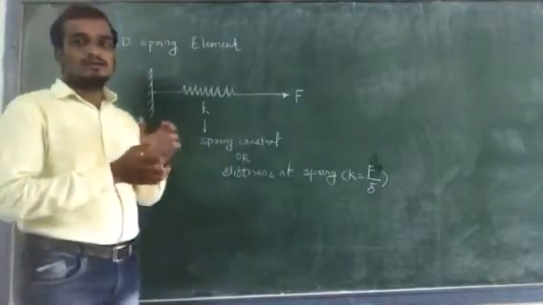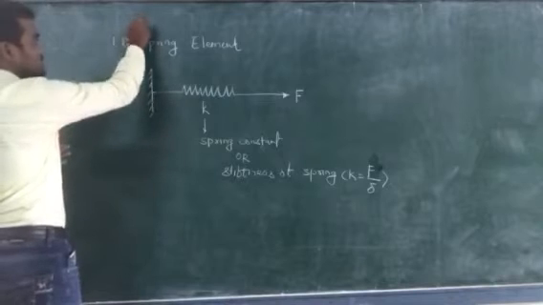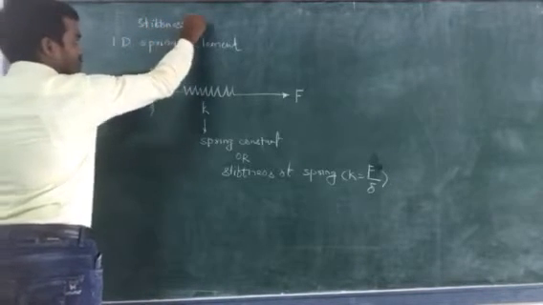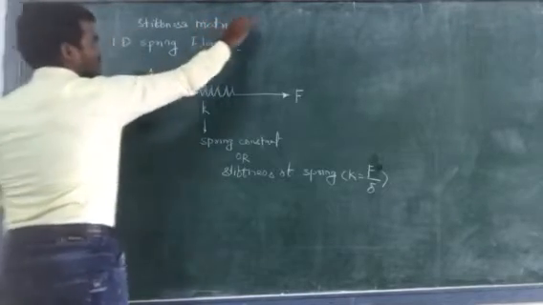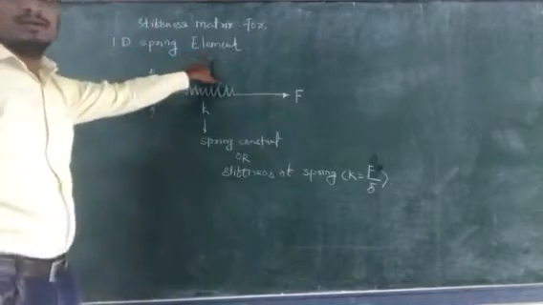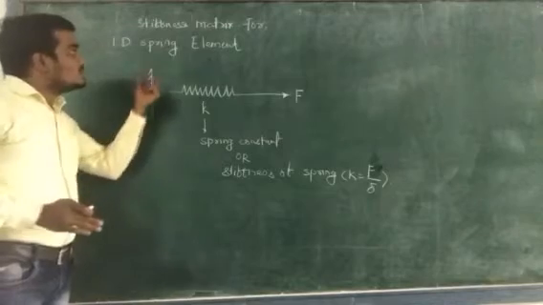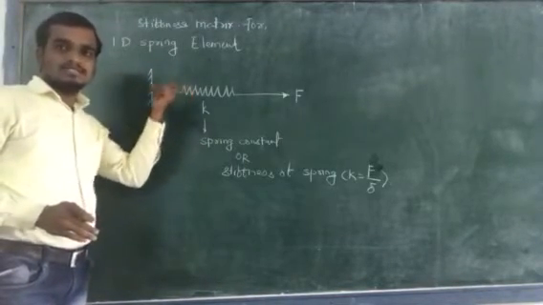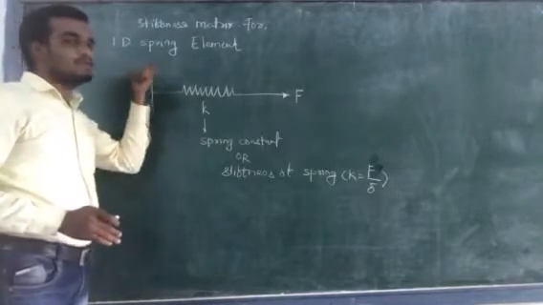In this video lecture, we are going to derive the stiffness matrix for a one-dimensional spring element. In the previous lecture, we derived the stiffness matrix for a one-dimensional bar element. In a similar way, we will derive the stiffness matrix for a one-dimensional spring element.